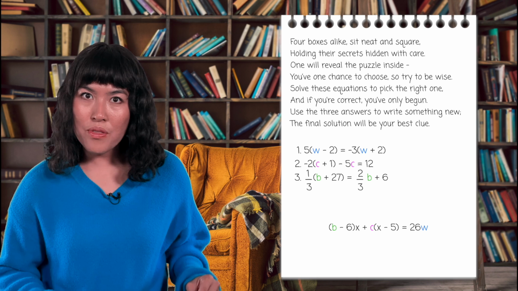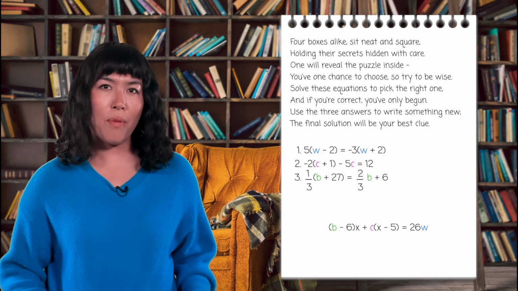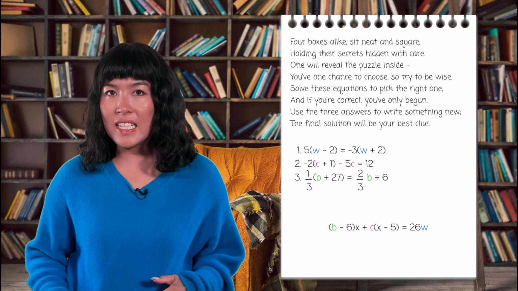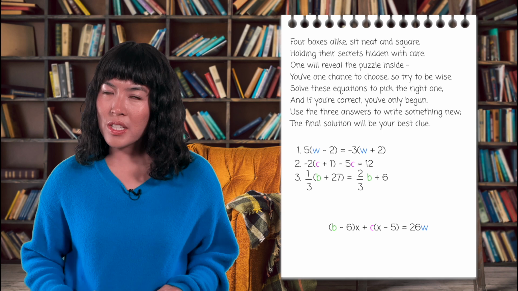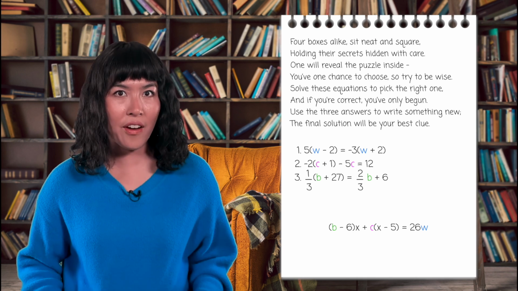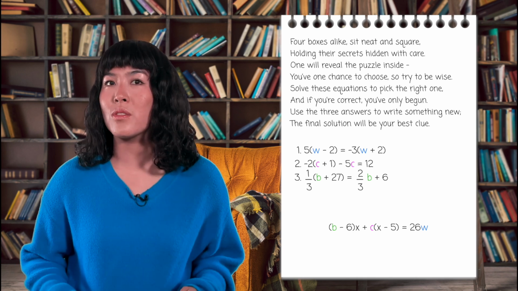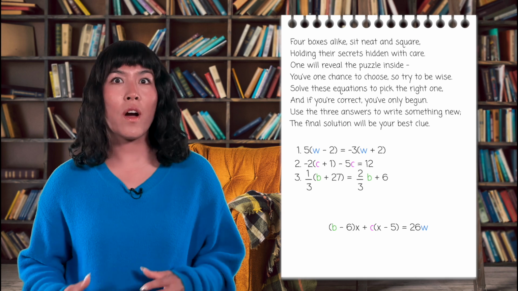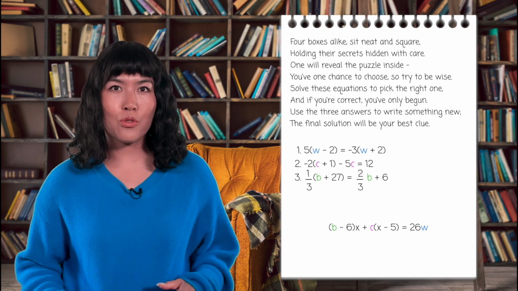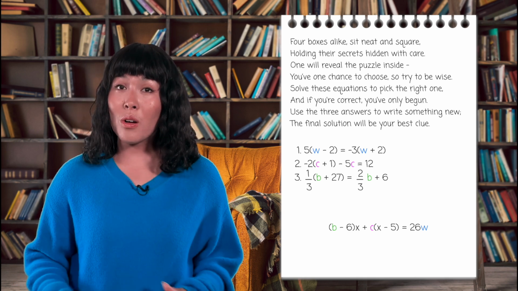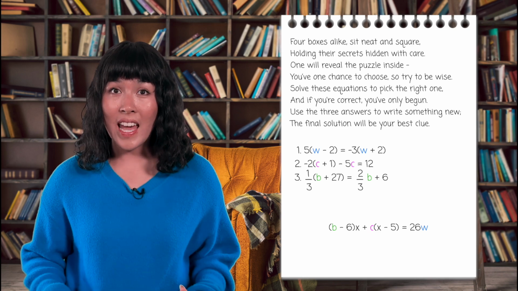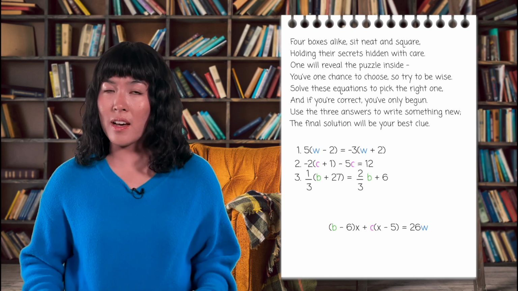Okay, check out this riddle. 4 boxes alike sit neat and square, holding their secrets hidden with care. One will reveal the puzzle inside. You've one chance to choose, so try to be wise. Solve these equations to pick the right one, and if you're correct, you've only begun.